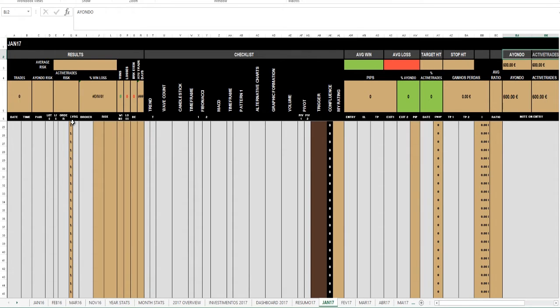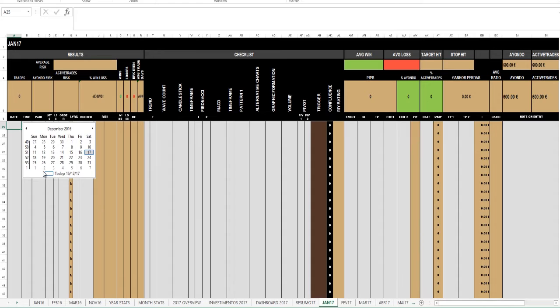As I said before, these are automatic. These are automatic. This is automatic. These are all automatic, and the rest are drop-down menus, except for these values that you've got to put in. So I'll do an example here.